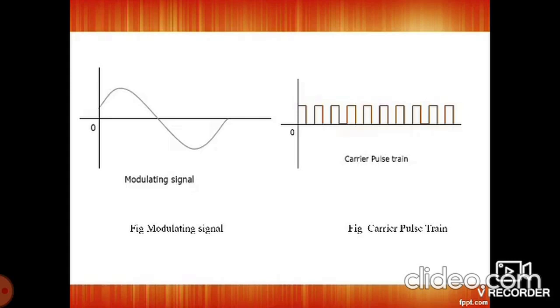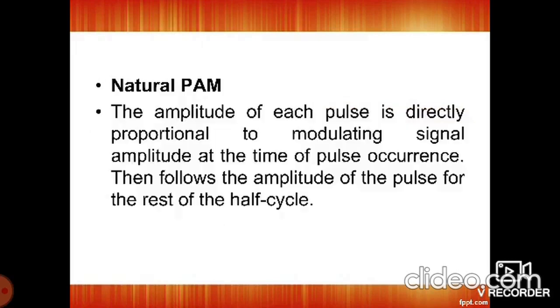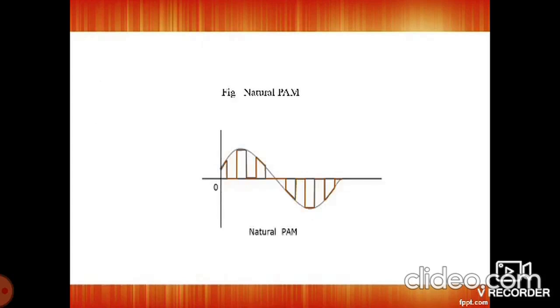In this diagram, the modulating signal or message signal is an analog signal, and the carrier is in the form of pulses, that is, a carrier pulse train. The message signal and carrier signal are combined, and after modulation, we get the pulse amplitude modulated waveform. In the first case, natural PAM, the tops of the pulses vary, but in flat top PAM the tops of the pulses are not varied; they are flat.